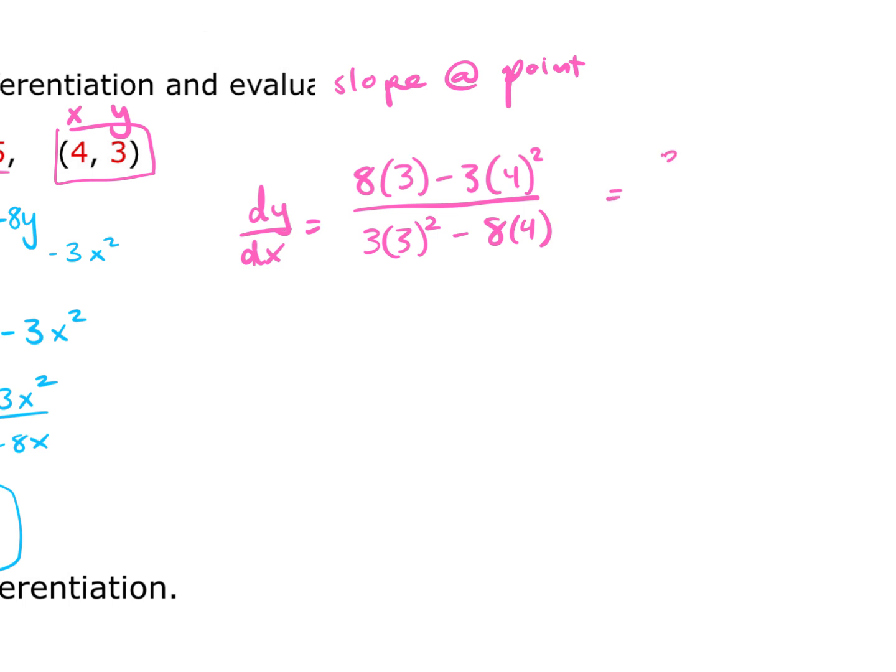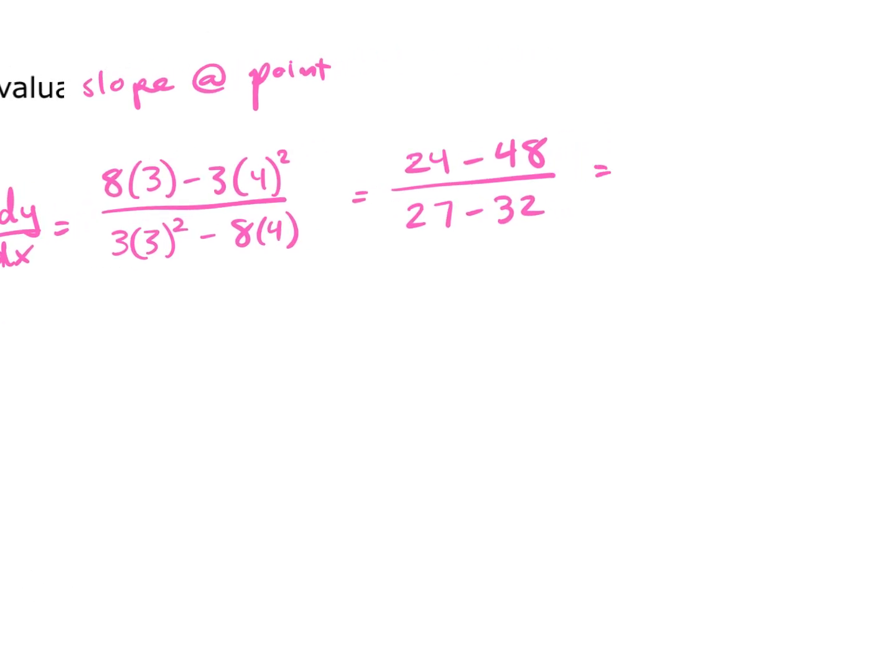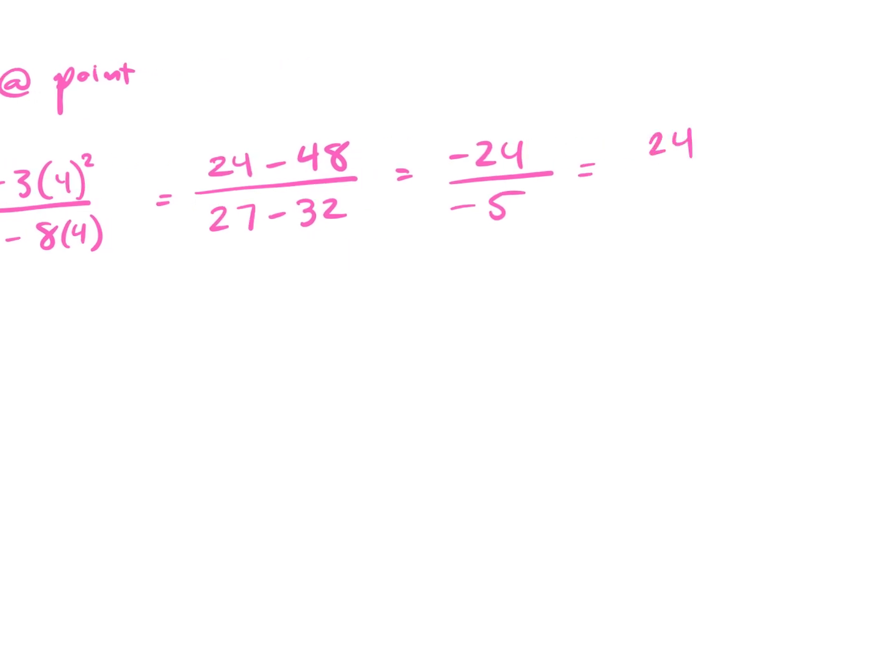So 8 times 3 would be 24. 4 squared is 16, and 16 times 3, 48. Over 3 squared is 9 times 3 would be 27. Minus 8 times 4 is 32. So on top, we get negative 24 over negative 5. So this would be 24 over 5. That's our slope.